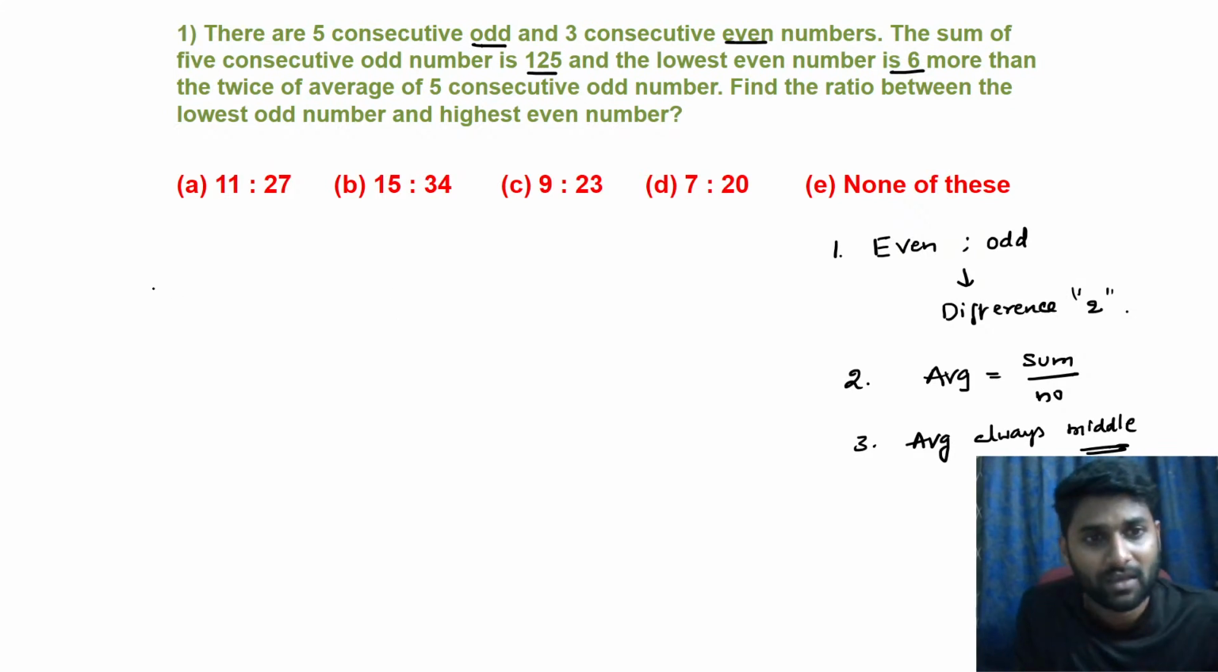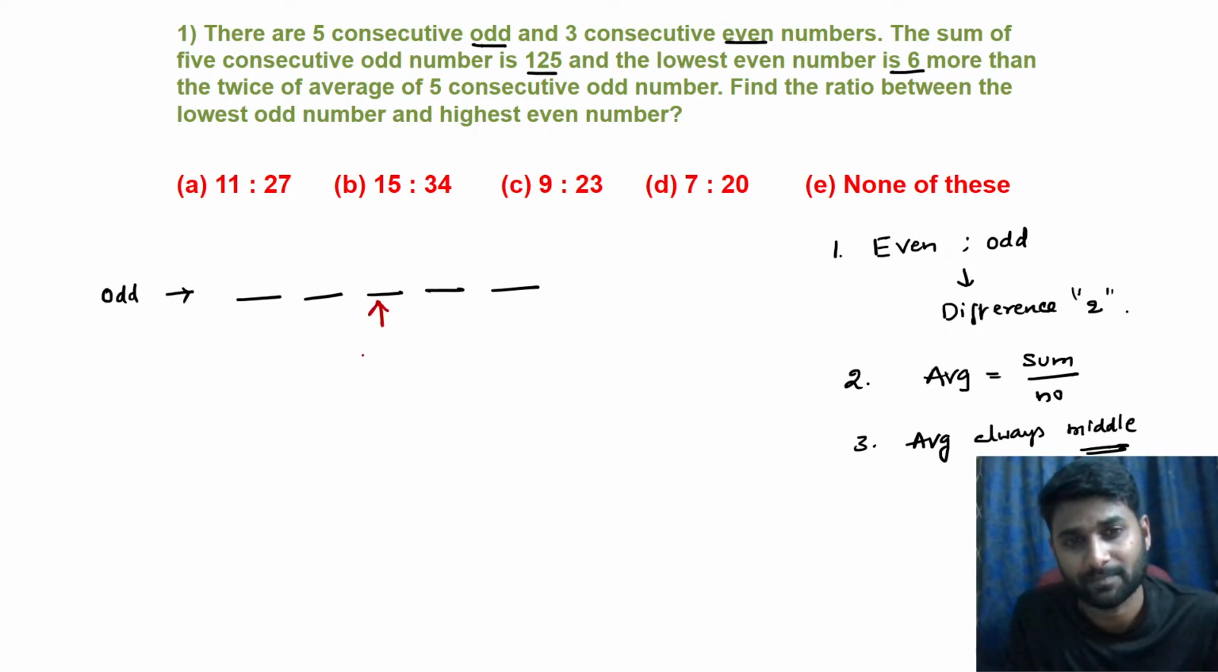Now, first we have to pick the odd numbers. How many odd numbers are in the given question? There are 5 odd numbers, and all are consecutive numbers. You already know that for any consecutive numbers, the average is always the middle number.